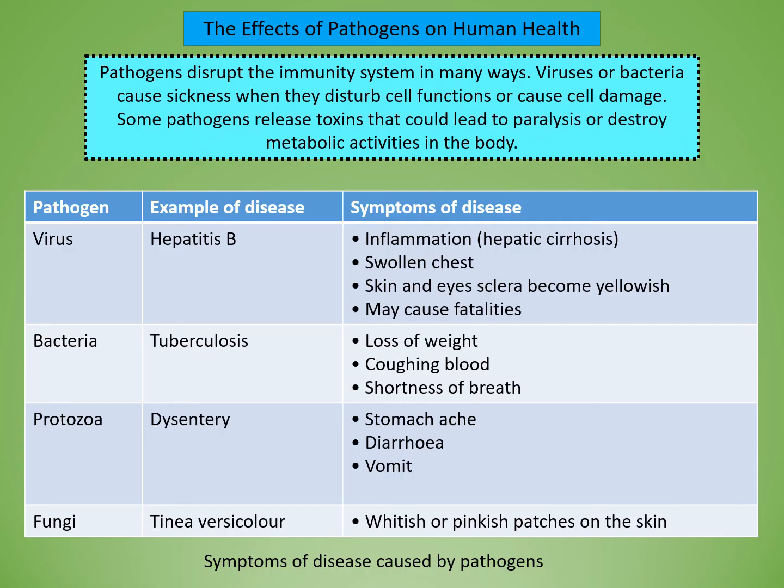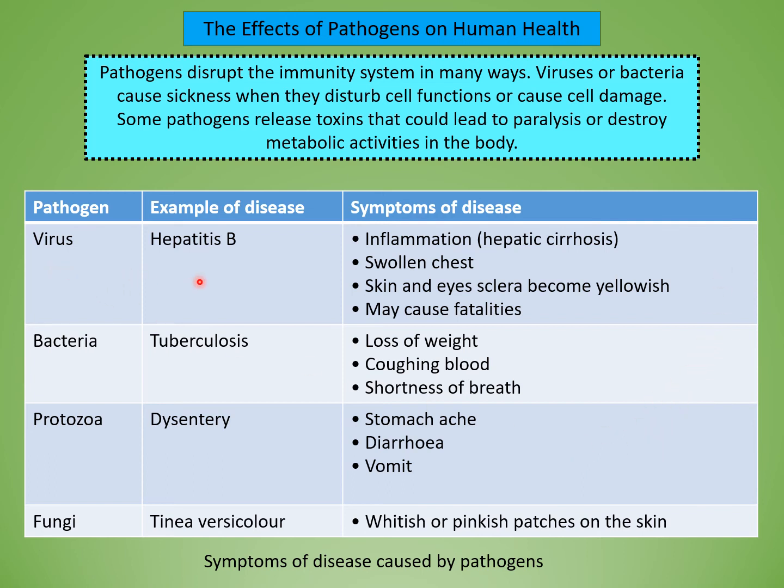The effects of pathogens on human health. Pathogens disrupt the immune system in many ways. Viruses or bacteria cause sickness when they disturb cell functions or cause cell damage. Some pathogens release toxins that could lead to paralysis or destroy metabolic activity in the body. This table shows the symptoms of disease caused by pathogens.